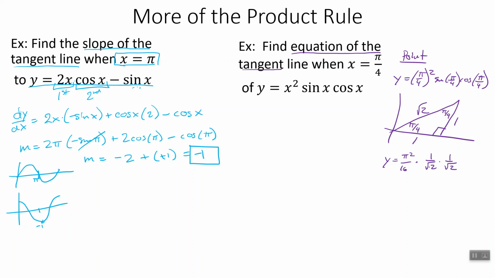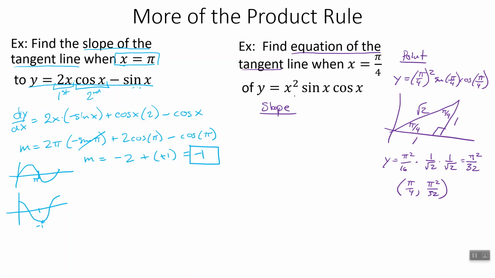If we put these two guys together, 1 times 1 is 1. Square root of 2 times square root of 2 is 2. So we're getting a 2 on the bottom with the 16 is 32. And on the top, we've got pi squared still. So now we have our point, pi over 4 comma pi squared over 32. Now we need our slope.